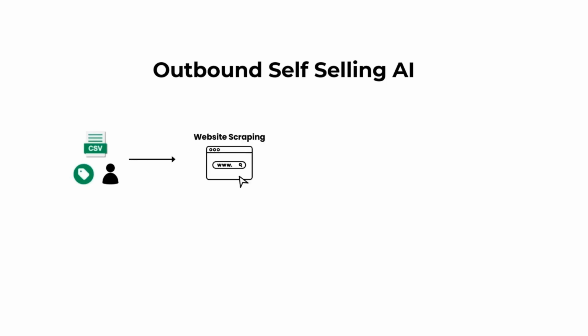The next one we have is outbound self-selling AI. This is where you can upload a CSV or even tag a contact record. A GHL workflow communicates with SpeedToLead. It automatically goes out and scrapes their website. It also attempts to grab their favicon, which it will put into the chat widget for the icon, so it'll be more personalized.